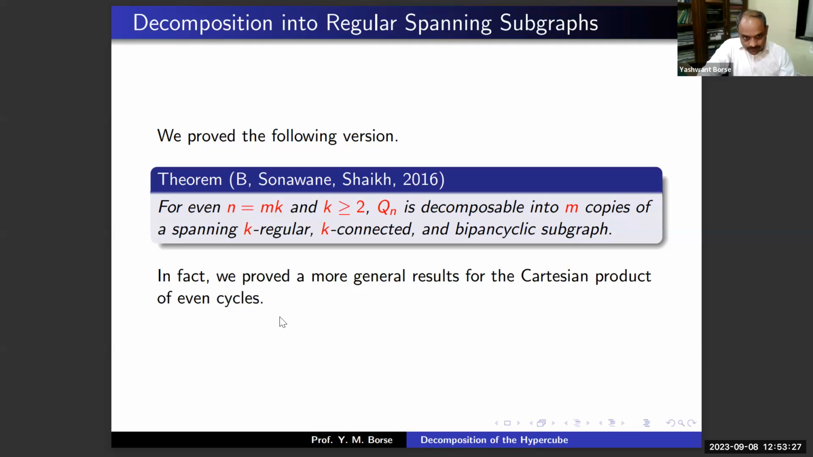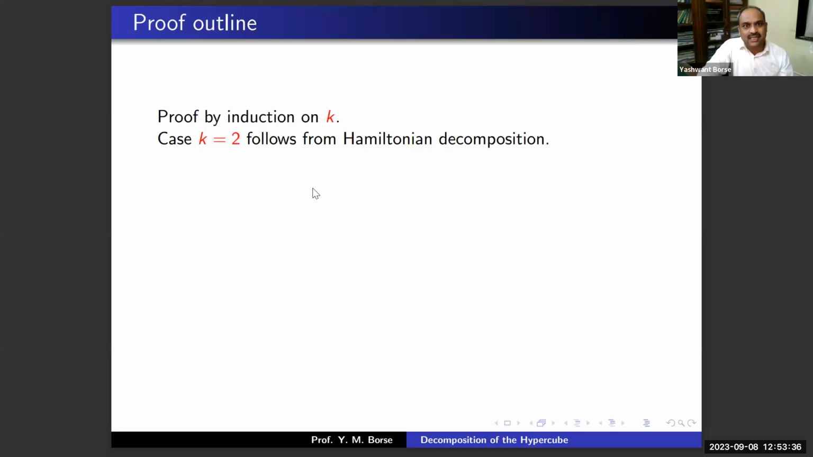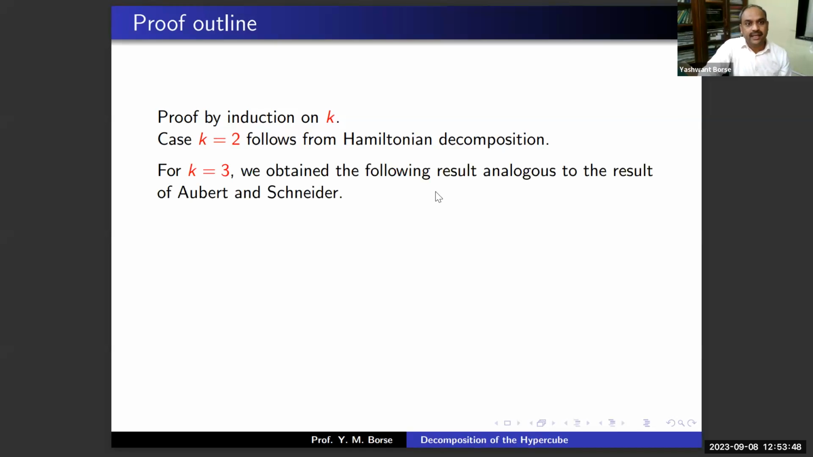So in fact, we proved a more general result. This result we have proved for the Cartesian product of even cycles. And the proof goes by induction on k. So k equal to 2 follows from Hamiltonian decomposition given by Alspach and others. The k equal to 3 case, we obtain from the following theorem, which is analogous to the result of Aubert and Schneider.